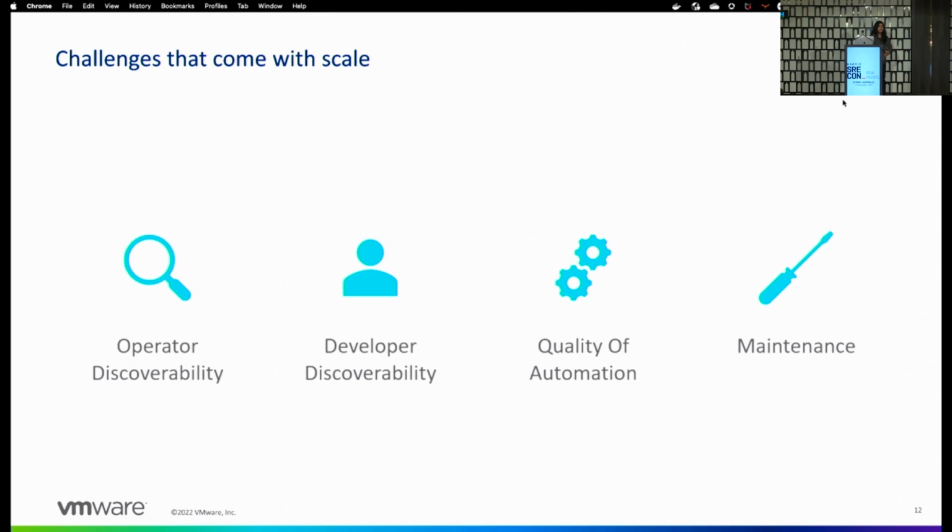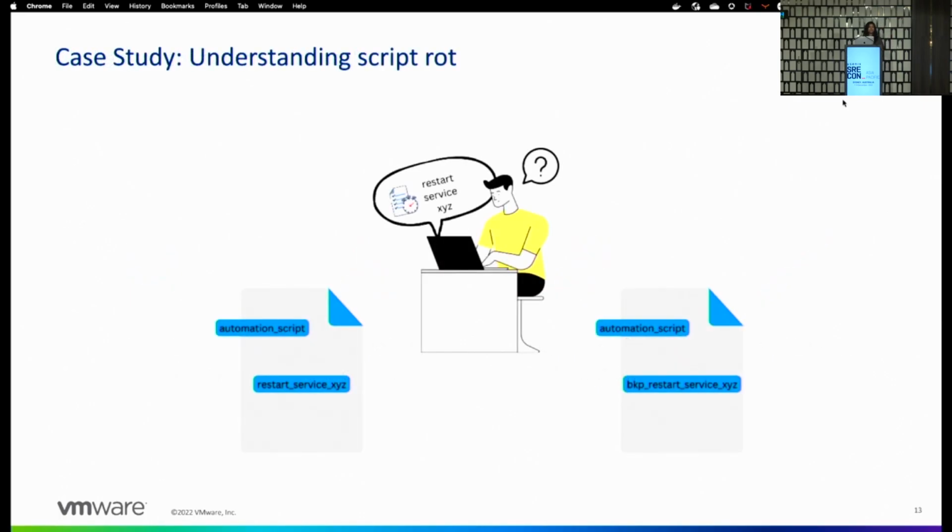Now, let me take a very specific example of a problem that gives a perspective on all of these challenges. We call it script rot. So what is script rot? This is an on-call person who gets paged, like all of us when we are on call. He looks at the runbook. That's the first thing that we do whenever we get paged, and we look at the steps.